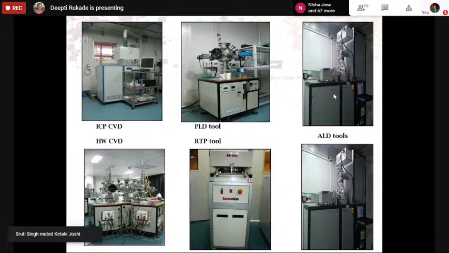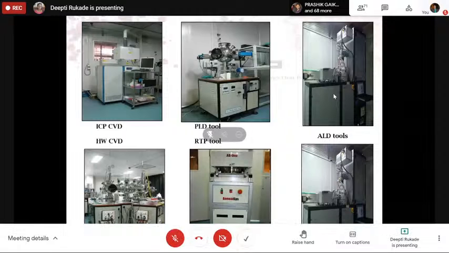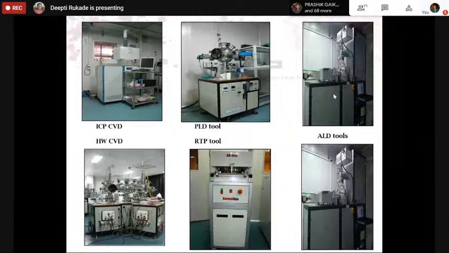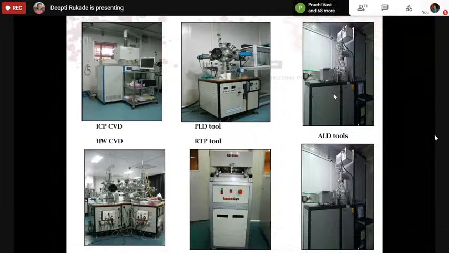Now, PLD is a very unique and special technique. Why so? Because you might know many of the basic deposition techniques that we have, such as thermal evaporation or the sputter system. PLD has advantages over the other techniques in the sense that it can be used for complex ceramic material deposition, mostly like high TC superconductors or magnetic materials.